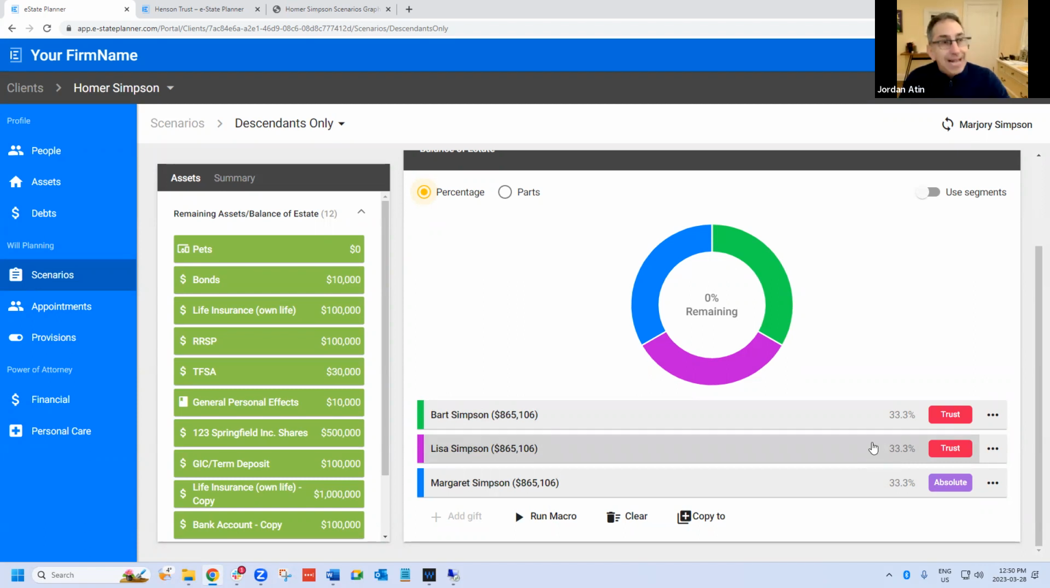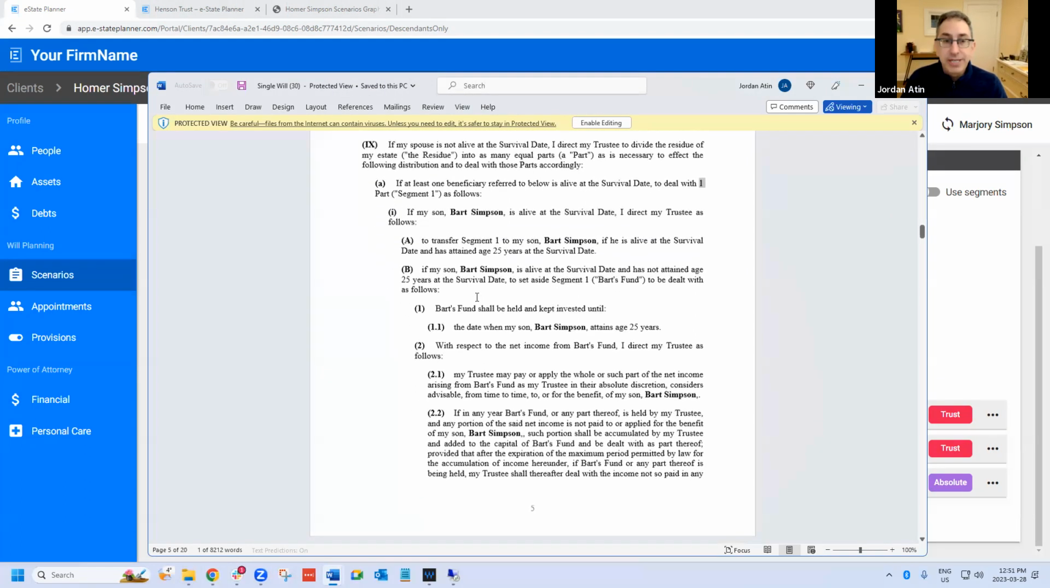But it works exactly the same. It will work exactly the same. And so that's the difference. And I can convert back to the parts if I want to show it that way. Okay, so that's the only impact. The drafting itself will always refer to floating shares. Never will it show percentages.